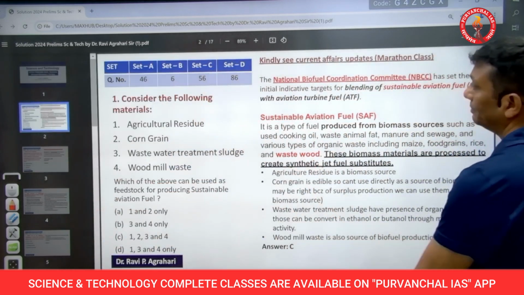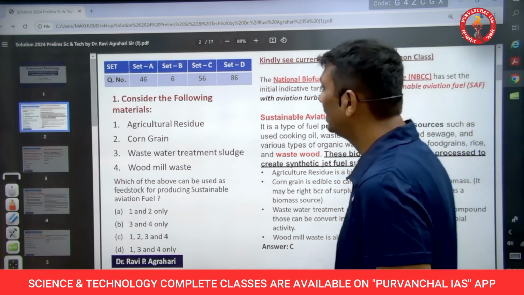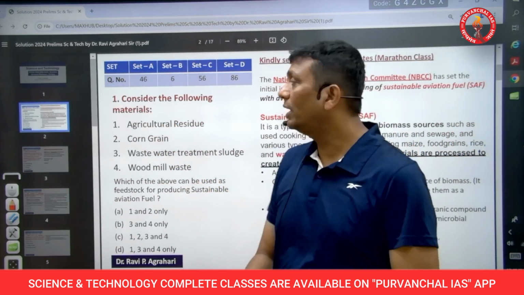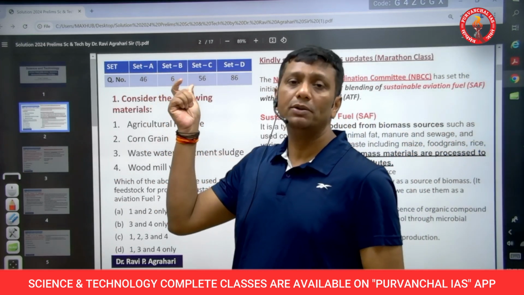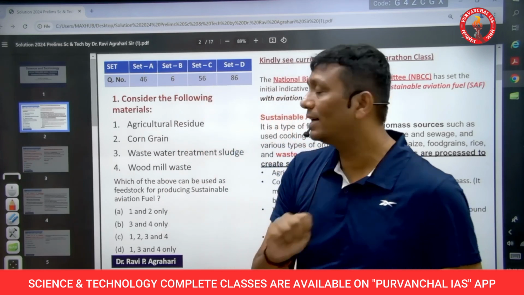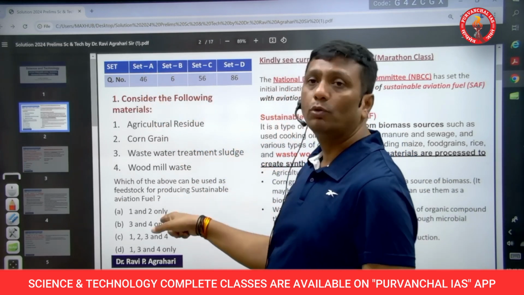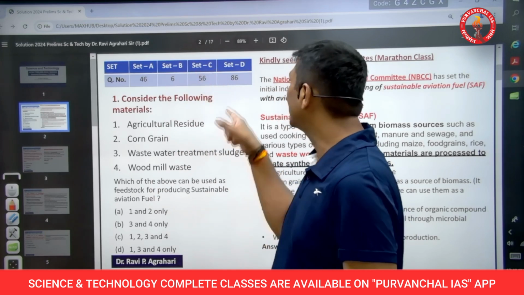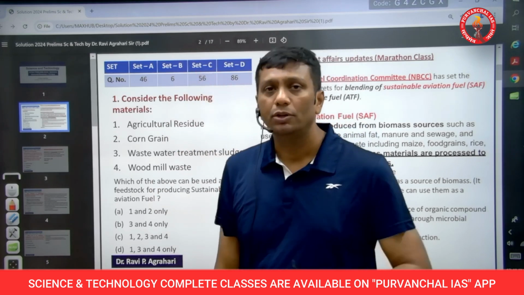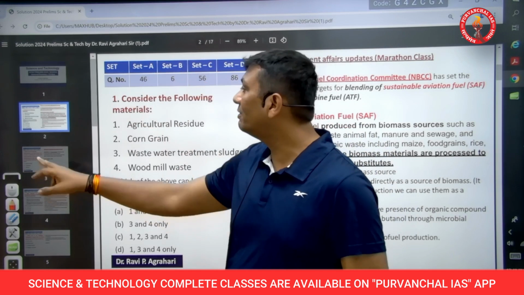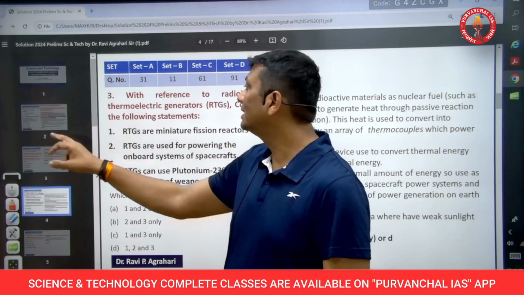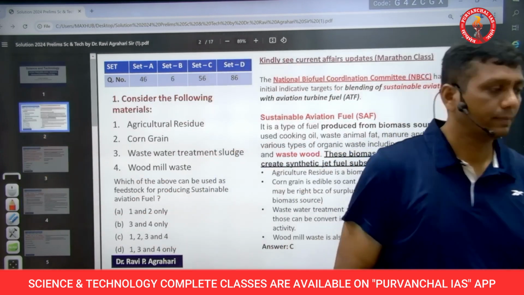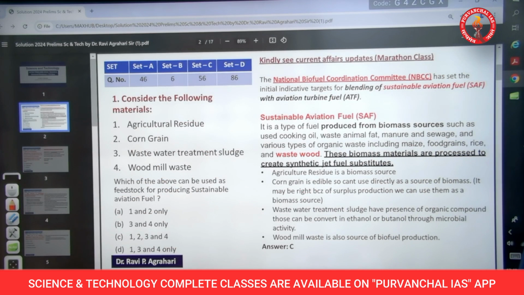This is a question. What is the question? Consider the following materials. Actually, this is a different set of the UPSC question paper. You know, A, B, C, D, 4 sets are there. In set A it is question number 46, in set B number 6, in set C number 56, in set D number 86. You don't worry about what is mentioned there, because for every question I mention this.